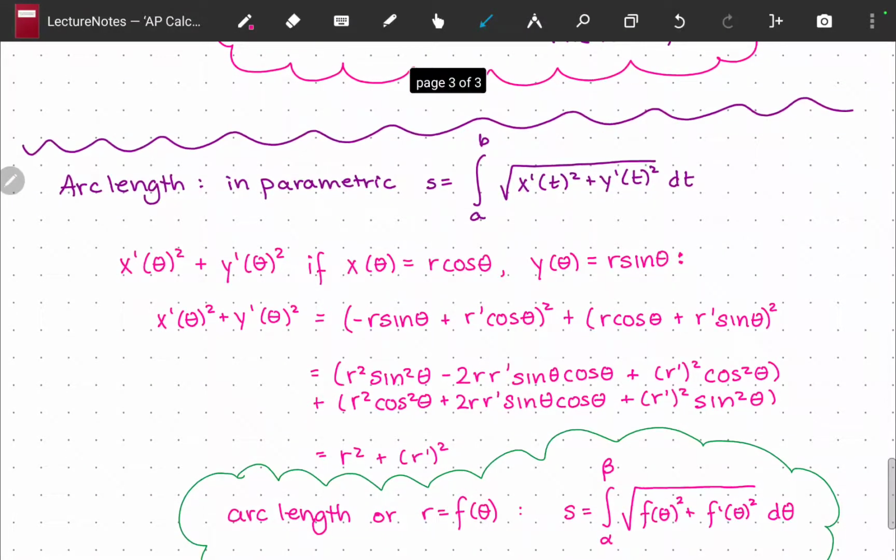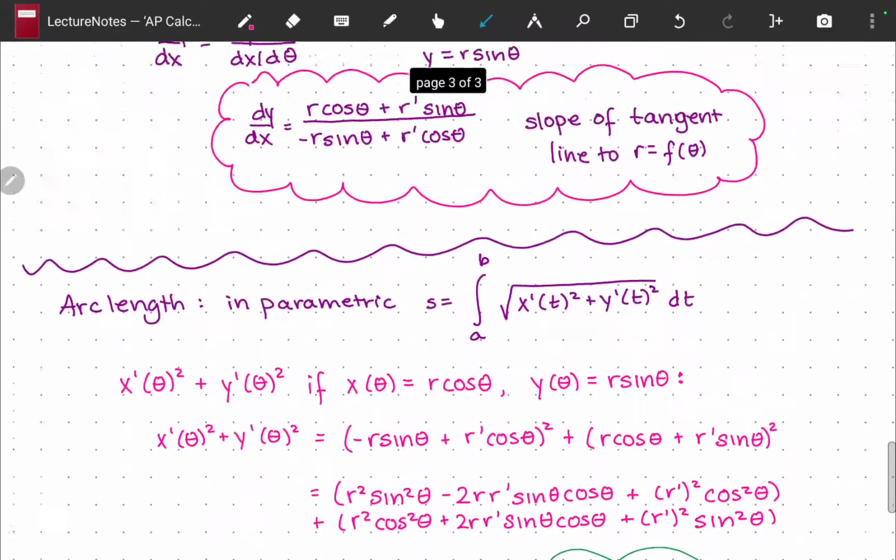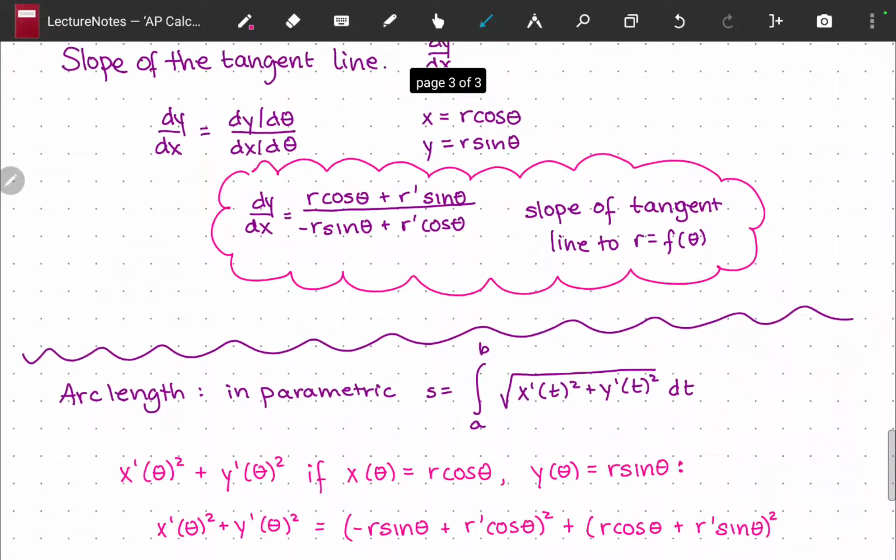Then we looked at arc length. And for arc length, polar equations can be thought of a lot like parametric, because we have an equation for x and we have an equation for y. And so remember, in parametric form, arc length was this. But we can just let x of t be x of theta and y of t be y of theta, and just plug it in there.